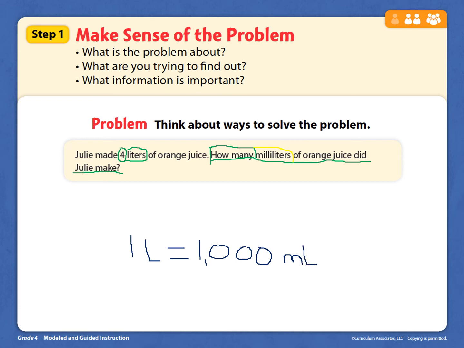All right, so let's read this problem one more time, and then I'm going to give you guys some time to work on solving this problem. Julie made 4 liters of orange juice. How many milliliters of orange juice did Julie make?